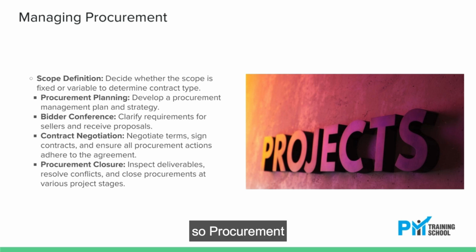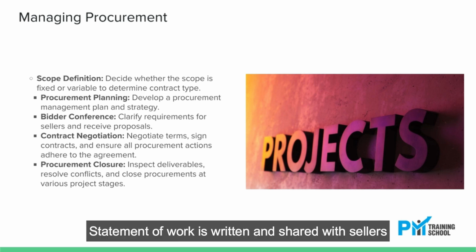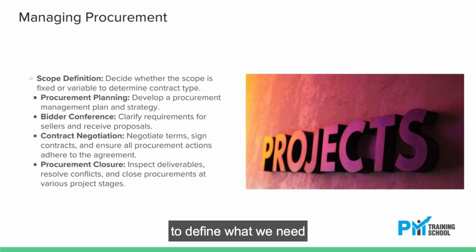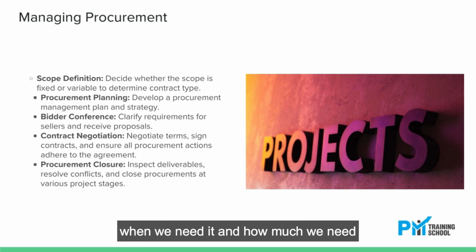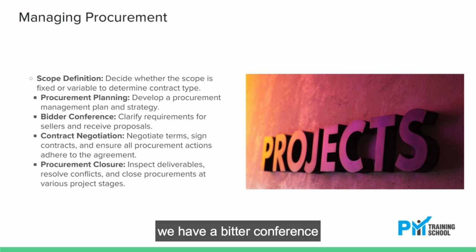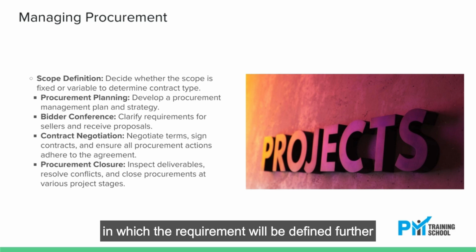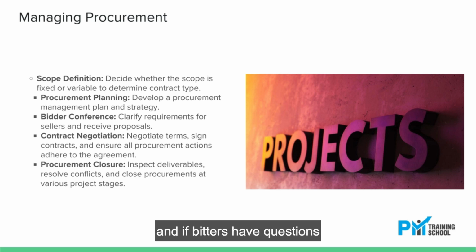So, procurement statement of work is written and shared with sellers to define what we need, when we need it, and how much we need. We have a bidder conference in which the requirement will be defined further, and if bidders have questions, here is the time to ask them. After the bidder conference, the seller will provide a proposal. Negotiation will happen, and we will get the contract signed.